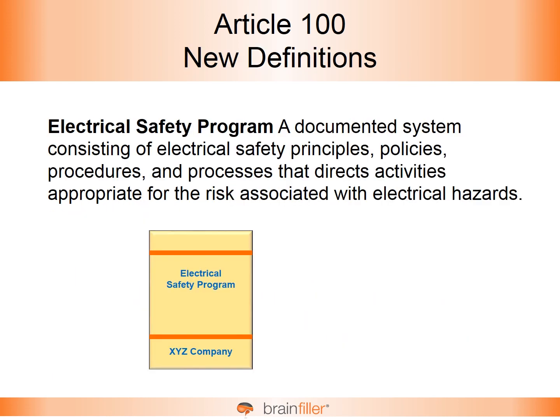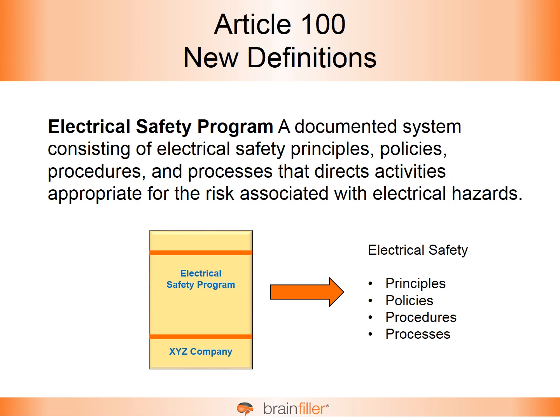The electrical safety program. This is a new definition. It's interesting because the term electrical safety program has been referenced in the past, but there really hasn't been a definition. So now this new definition states that it's a documented system consisting of electrical safety principles, policies, procedures, and processes that directs activities appropriate for the risk associated with electrical hazards.